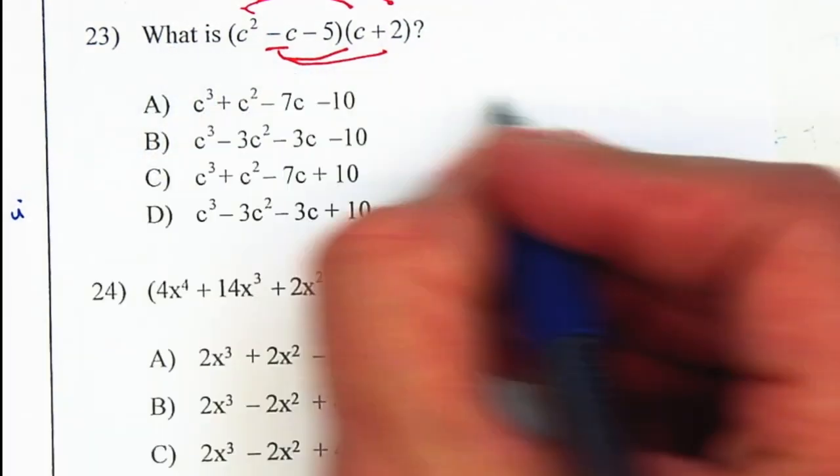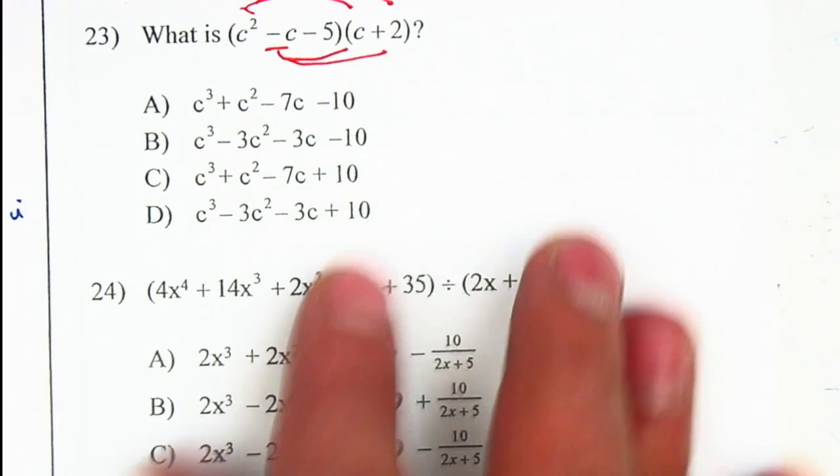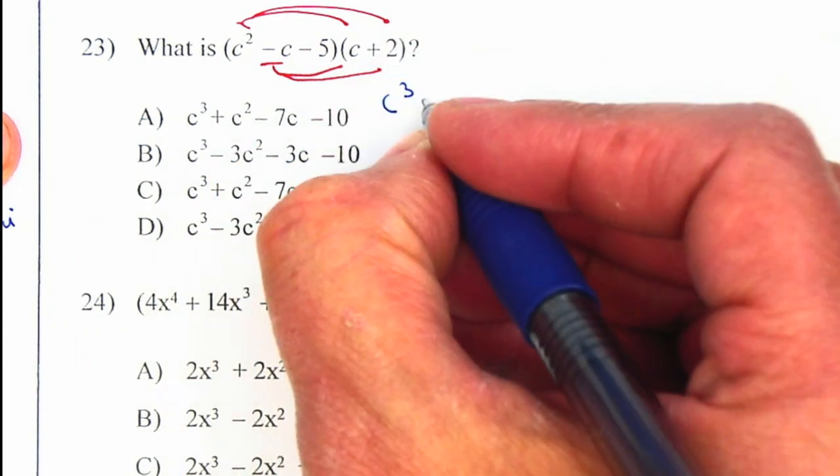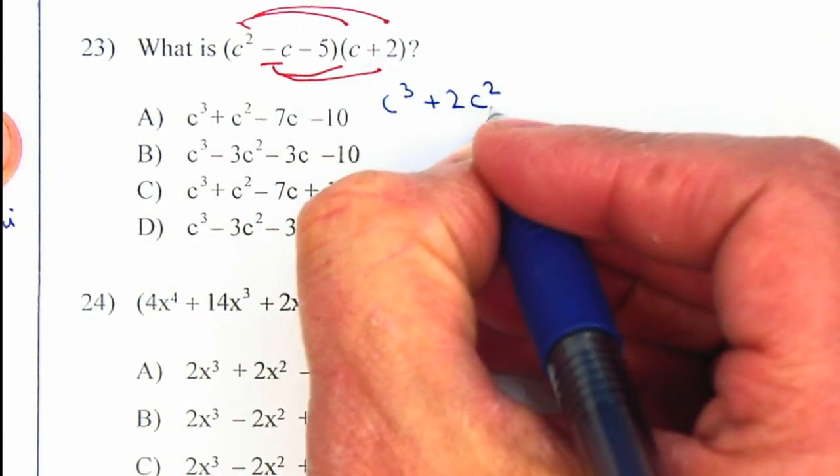So let's go and write it out. Just be careful when you write everything out. Just try to do it nice and neat if possible. c squared times c will give me c to the cube. c squared times 2 gives me positive 2c squared.